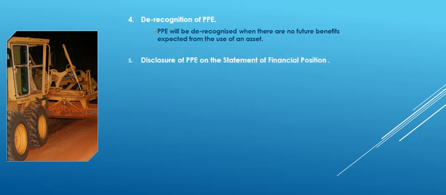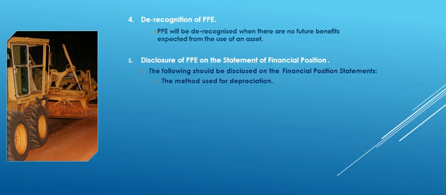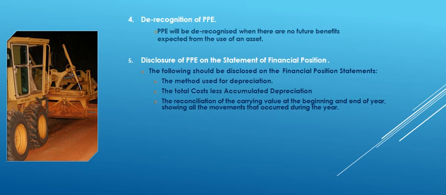Lastly, the IAS 16 statement makes provision for the disclosure of PPE on the statement of financial position. The following items will be disclosed on the financial position statement: the method used for the depreciation, the total cost less the accumulated depreciation, the reconciliation of the carrying value at the beginning and at the end of the year, showing all the movements that occurred during the year.